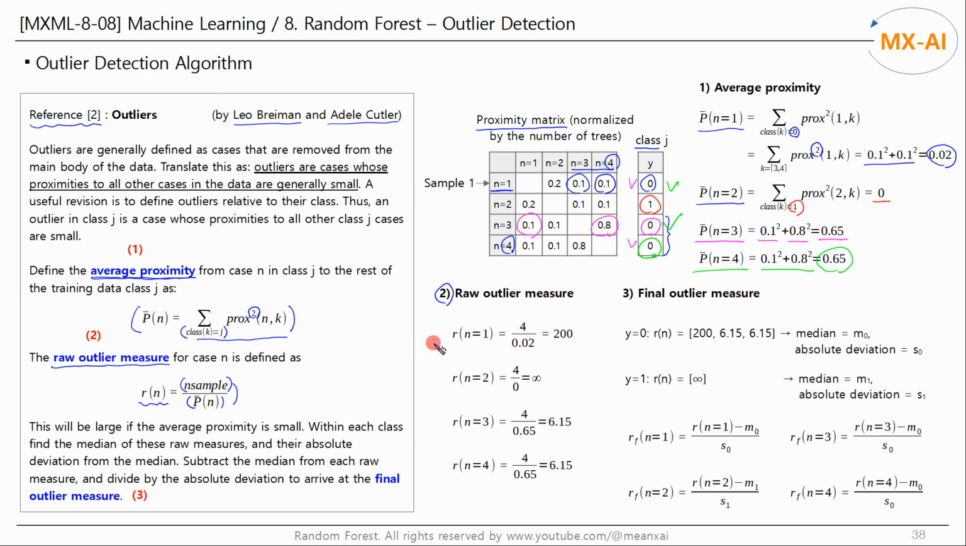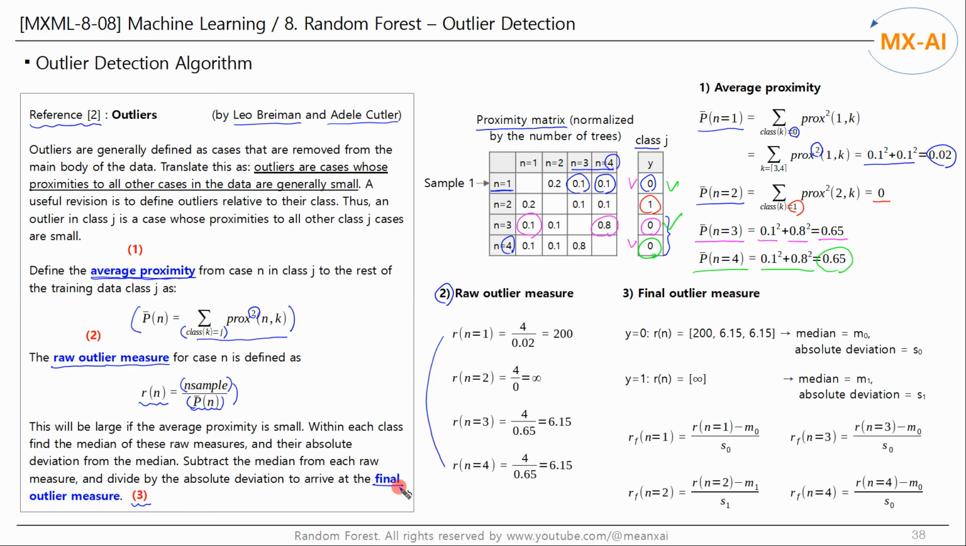Applying this formula gives us the following raw outlier measure for each sample. Notice that the raw outlier measure is inversely proportional to the average proximity. This means that the larger the raw outlier measure, the more likely the sample is to be an outlier. Now let's move on to the third and final step.